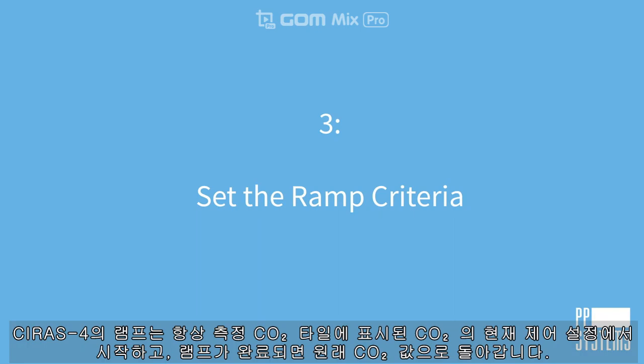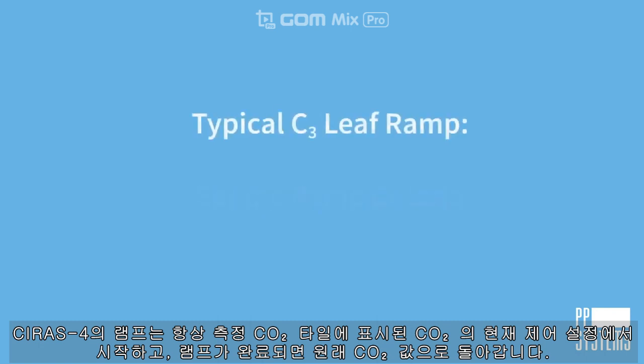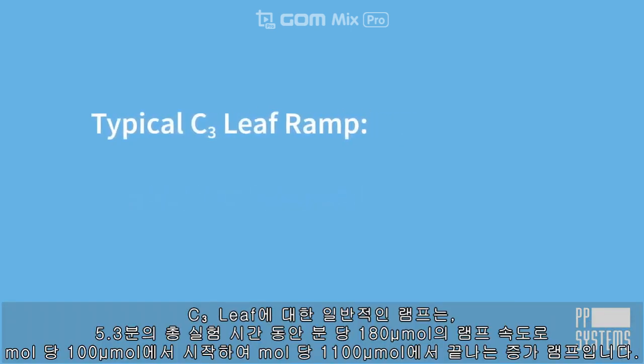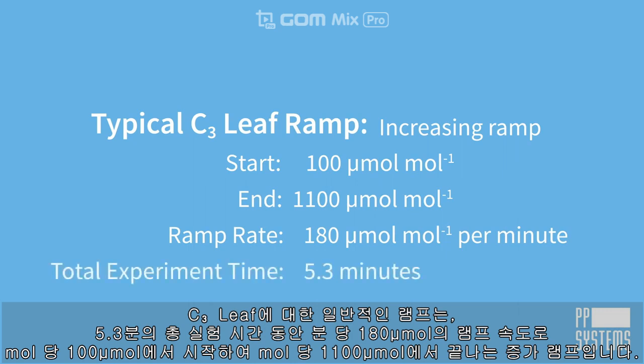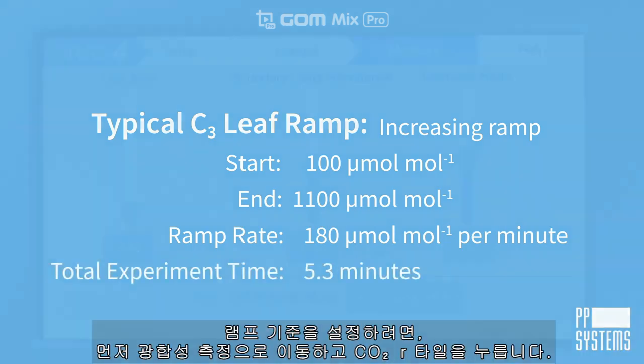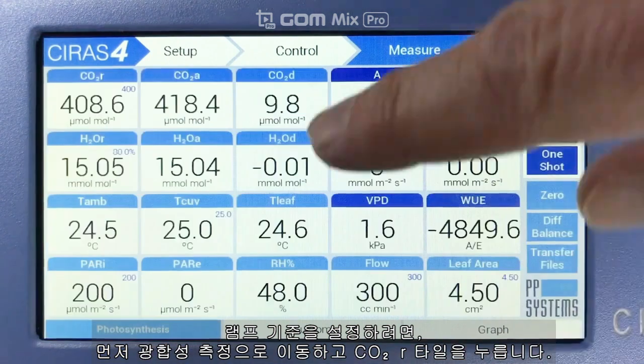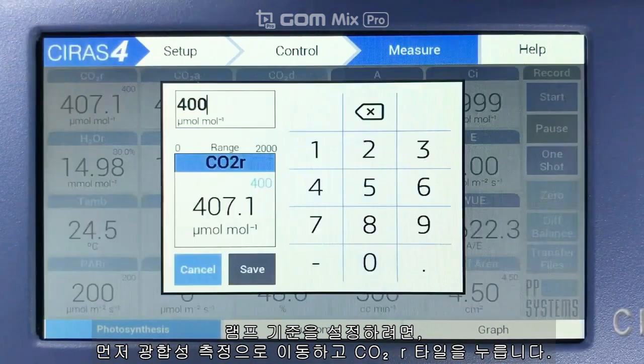Ramps in the CIRAS-4 always begin at the current control setting of CO2 as shown on the measurement CO2 tile and return to that original CO2 value when the ramp is complete. A typical ramp for a C3 leaf might be an increasing ramp, starting at 100 micromoles per mole and ending at 1100 micromoles per mole with a ramp rate of 180 micromoles per mole per minute, for a total experiment time of 5.3 minutes. To set the ramp criteria, first navigate to Measure, Photosynthesis, and tap the CO2R tile.